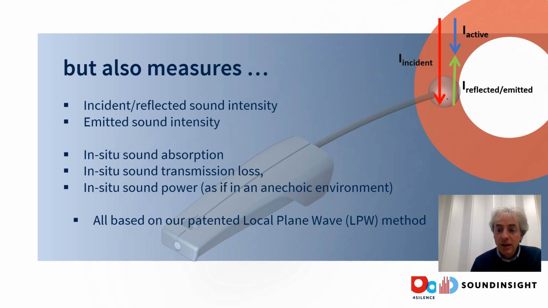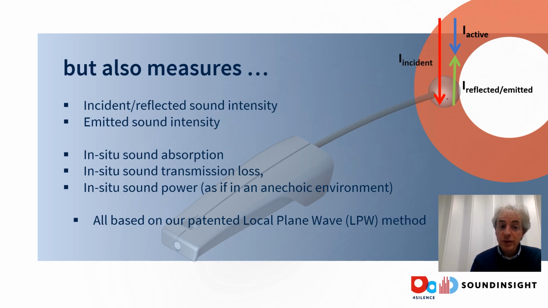But that's not all. The reason why we developed the Sonocat is because we're able to separate any sound field into an incoming sound field and a reflected sound field, and this allows us to measure sound absorption. A normal regular intensity probe would measure, as shown here in the blue arrow, the active sound intensity, being the net result of, so the difference between the incident intensity and the reflected intensity. Using this local plane wave method, which I'll explain in a minute, we're able to separate this active intensity into an incident and a reflected one.